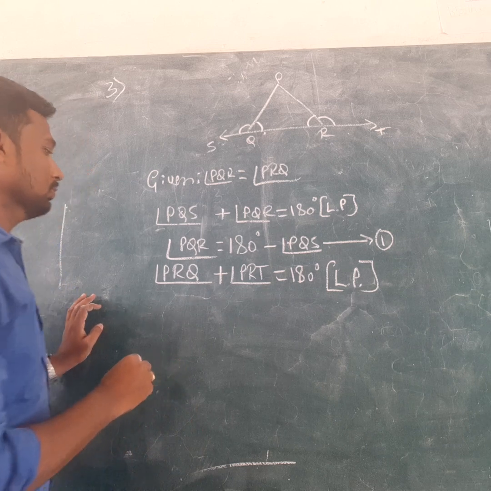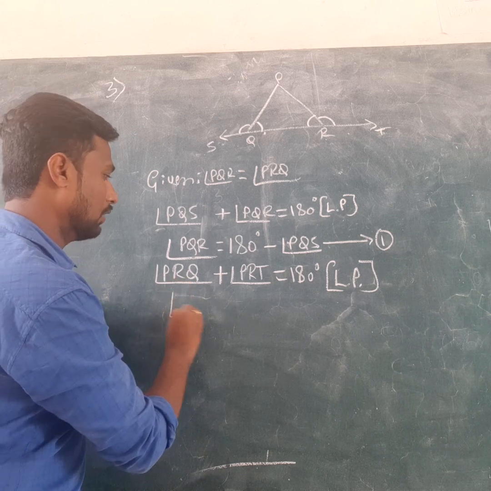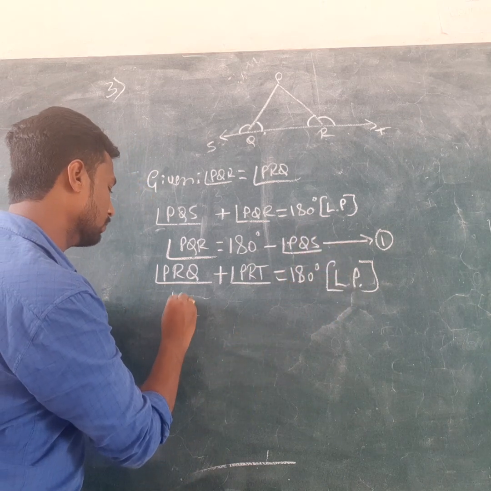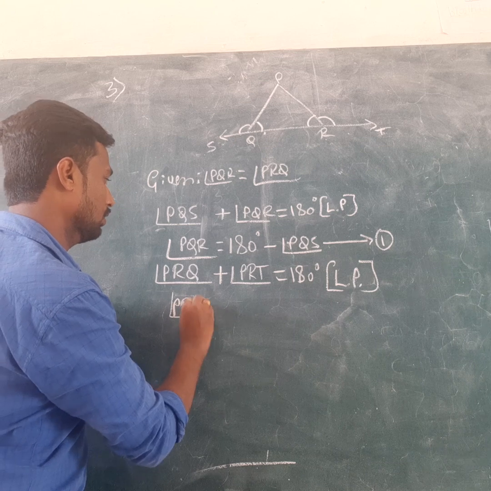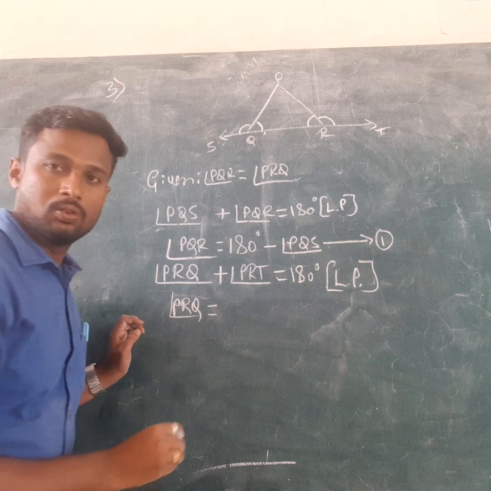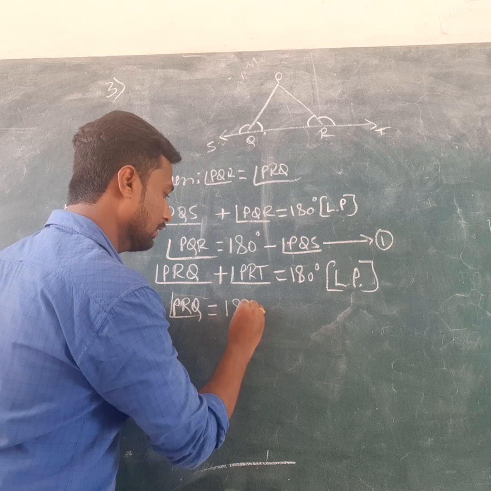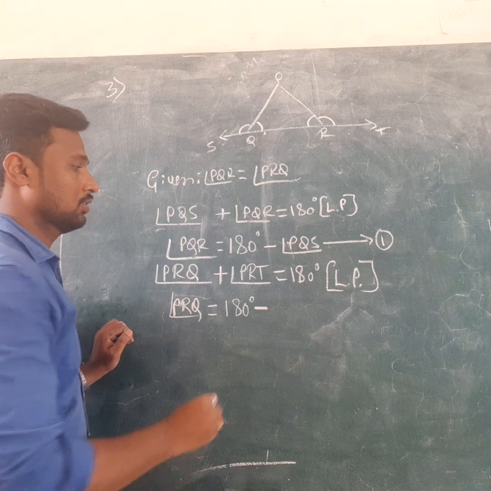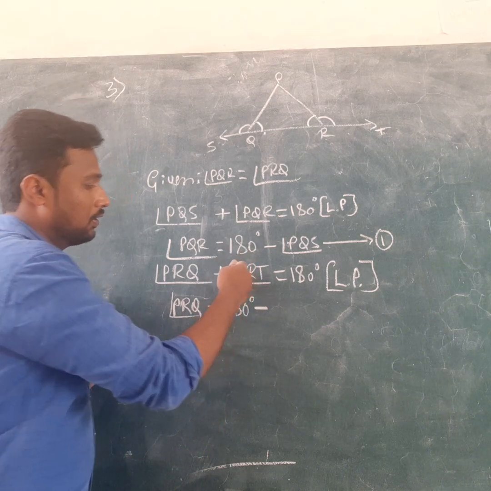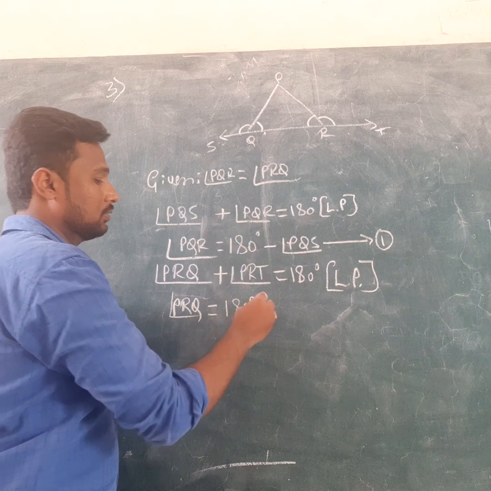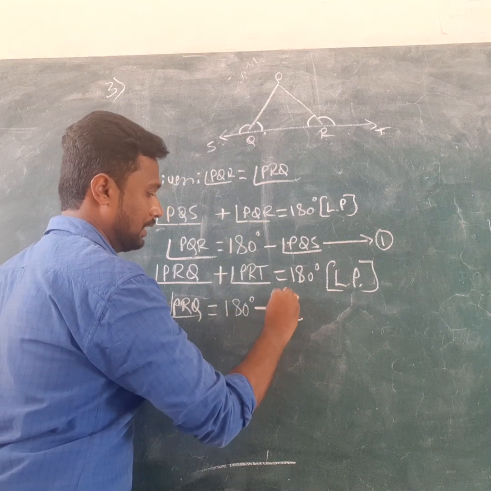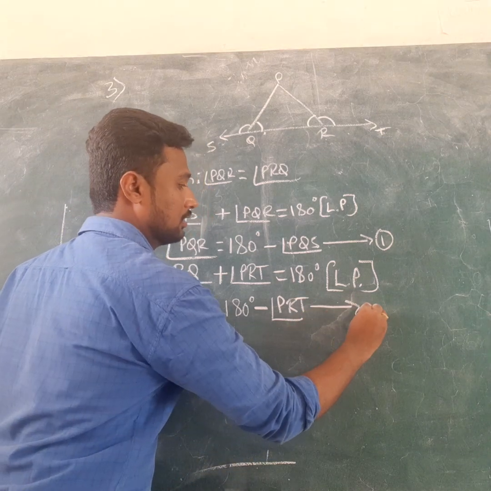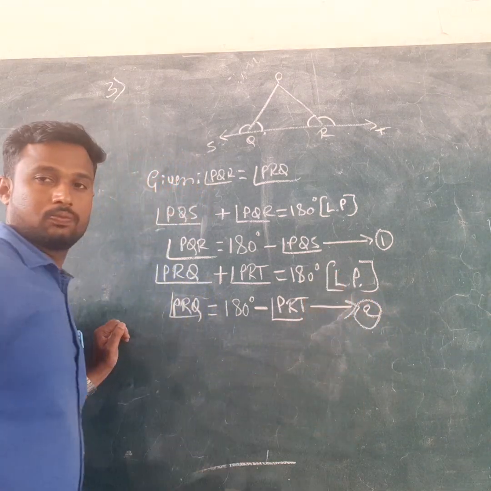Okay, so now I will move this PRT to right hand side. So PRQ, angle PRQ is equal to 180 degree minus, why minus? I will move this PRT to right hand side, so now it becomes minus PRT. Okay, so I will consider this as equation 2.